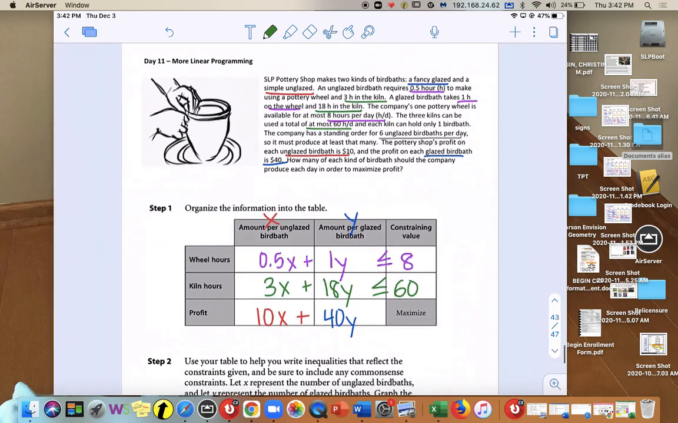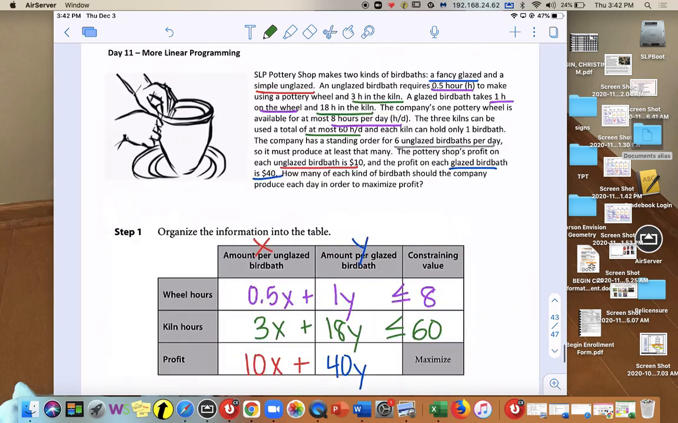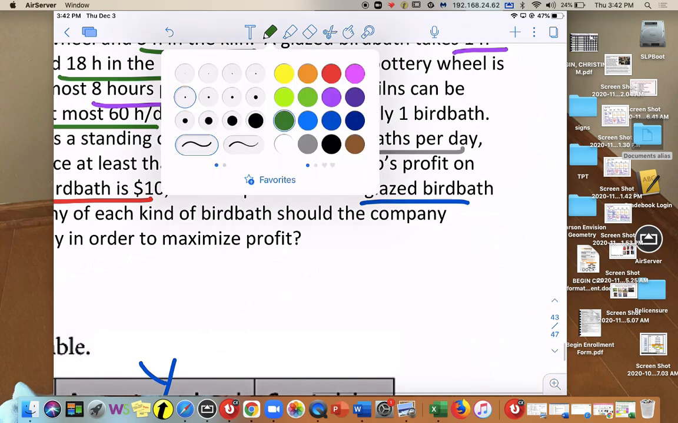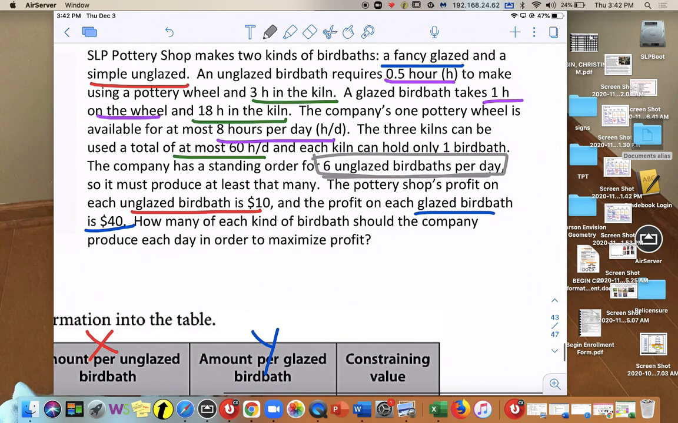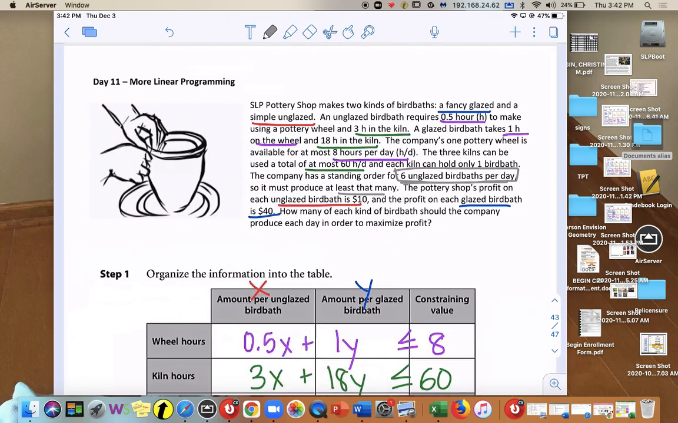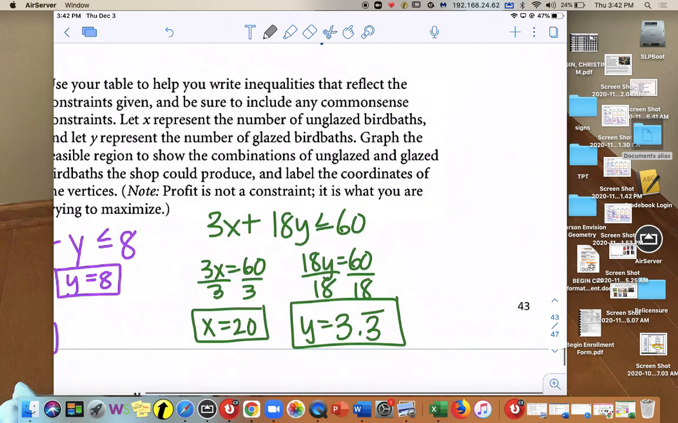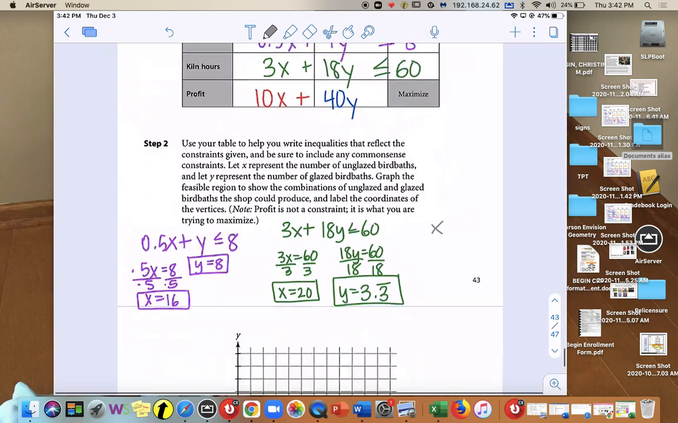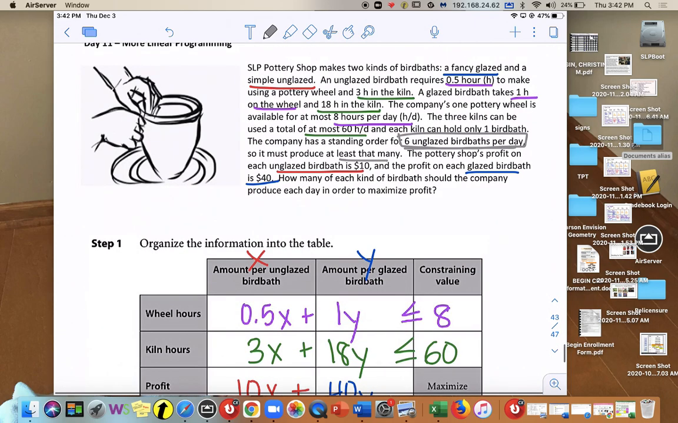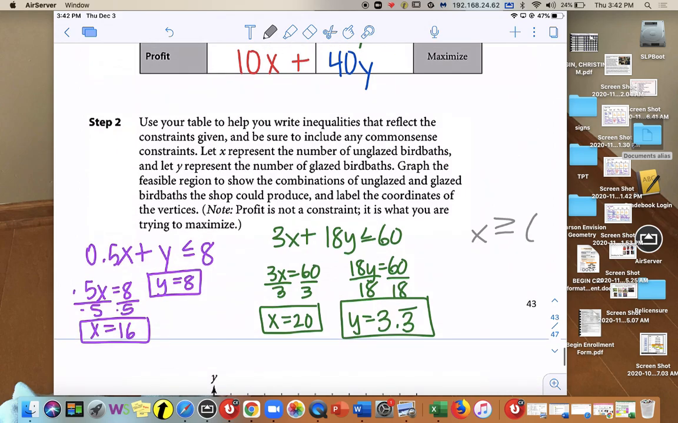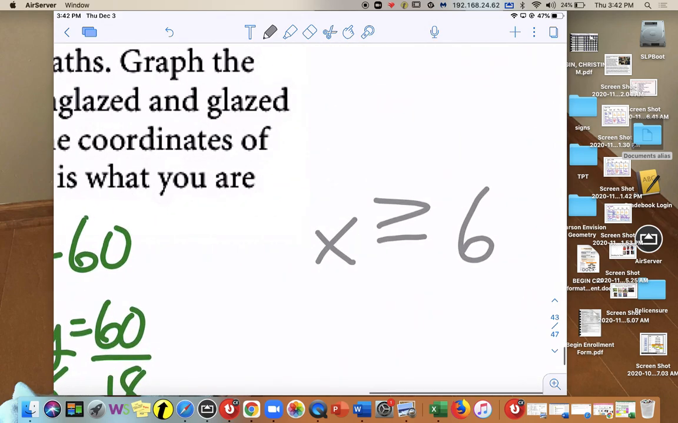Okay, and then, oh, that's it. Oh, there was one more thing I didn't put in, and that's this. I did it in gray, so it was hard for me to see. It says the company has a standing order for 6 unglazed bird baths a day. So they have to make at least that many unglazed bird baths. So here's the last constraint. So unglazed was x. Has to be greater than or equal to, was it 6 of them? 6. They have to make at least 6 of them. And so we're going to graph this guy as well.